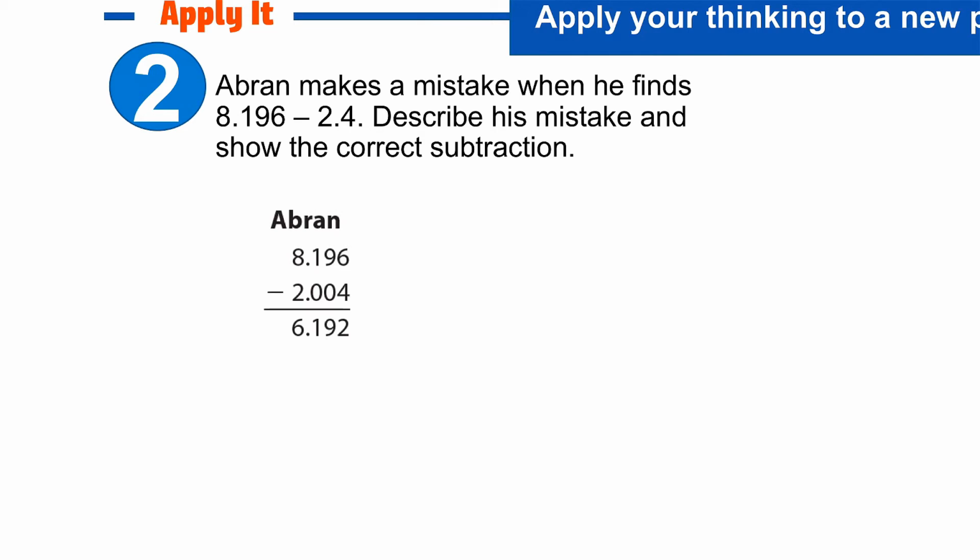Looking at number 2 here, it says that Abram makes a mistake when he finds 8.196 minus 2.4. Describe his mistake and show the correct subtraction. So there's two things that we have to do here. We have to describe the mistake that they did and then show the correct subtraction. So when I have an error analysis problem, I'm looking for the mistake, and then I'm going to show with my work how to do it correctly.